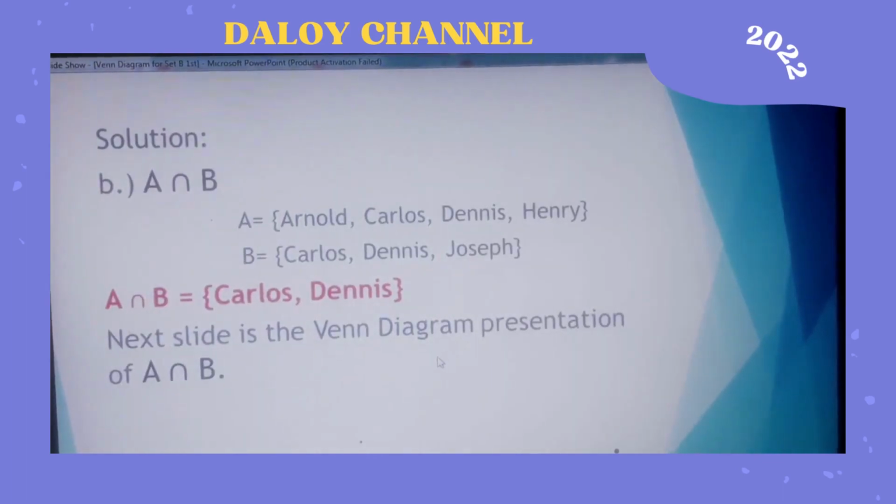To continue, letter B, you're required to find the intersection between A and B. Again, using the same sets, with elements in set A, and so with B. By the way, in intersection, just identify exactly the common elements between the two sets. So it should be represented by the next slide. In this case, the intersection between the two sets A and B are the names Carlos and Dennis.